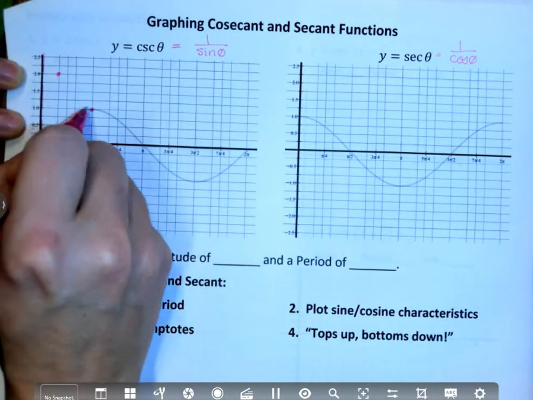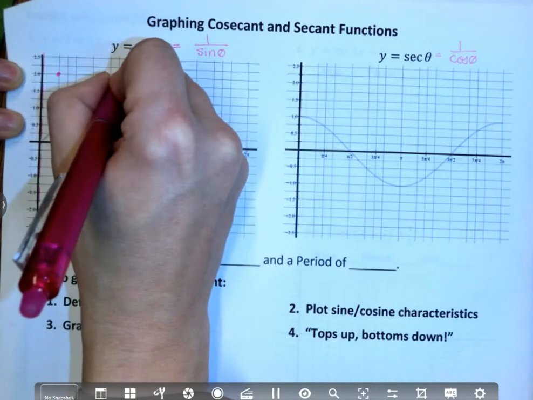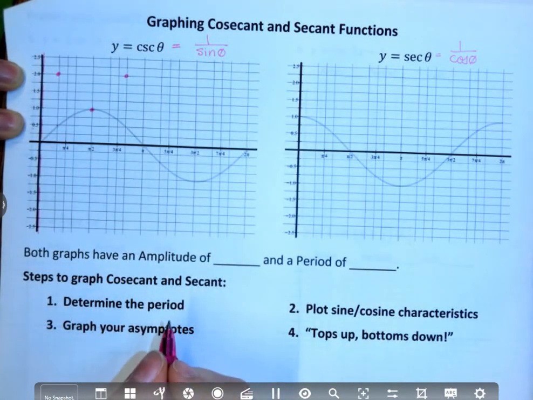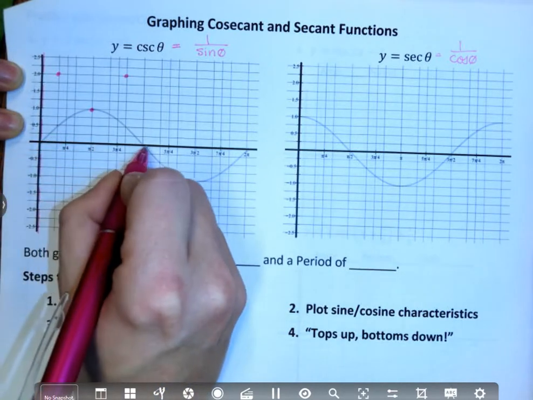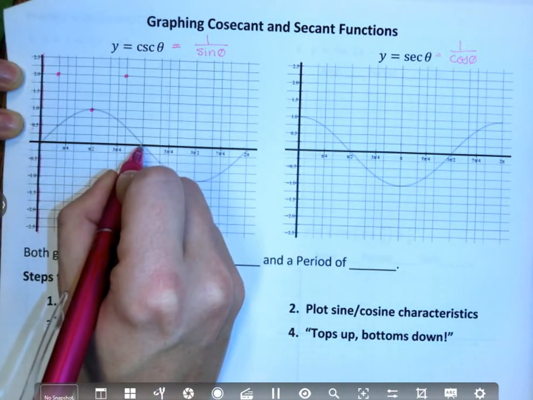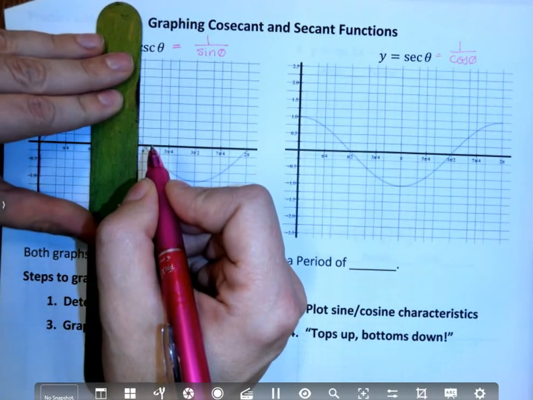Okay, if I keep going, here's another nice point. That is again 1/2. So what will that be at? 2. We're putting in a lot more points than I'm going to ask you to as we actually do these. That's going to be another asymptote, right? Because that's 0. The reciprocal of 0 is an asymptote.